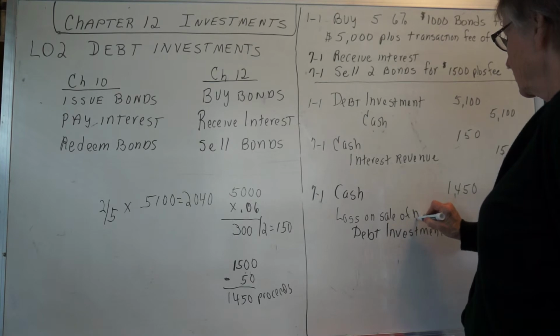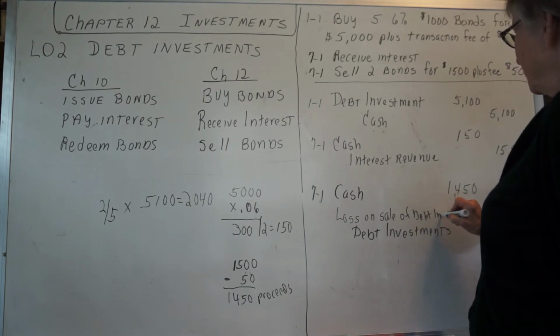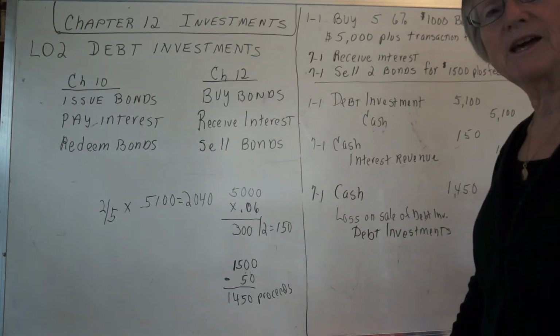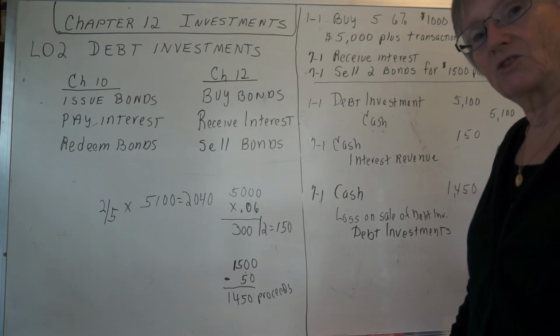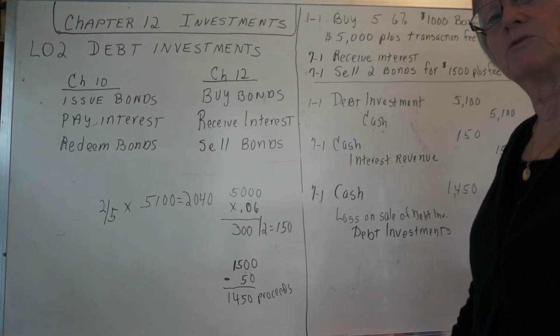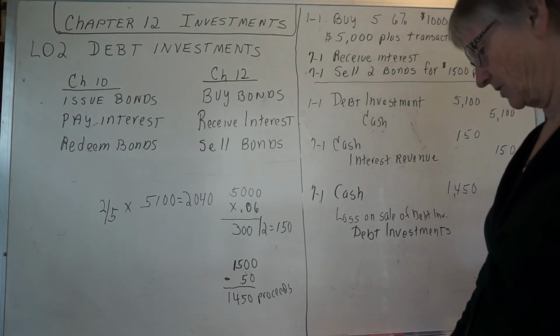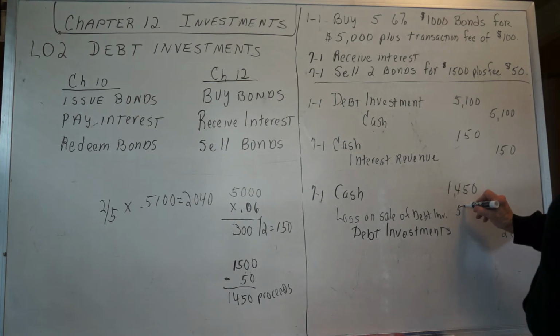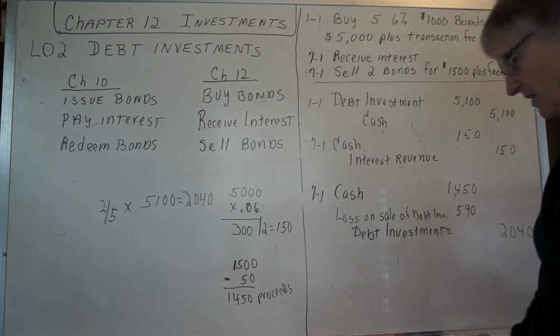of debt investments. Most of the examples in the book will always have gains, and I think that's a bad habit to get into because that's not always the case. And I wouldn't want students to think that every time you did a transaction like this, there was a gain. So every once in a while we'll do a loss. So we have a loss of $590.